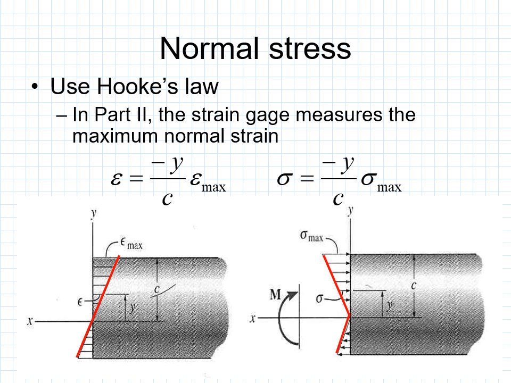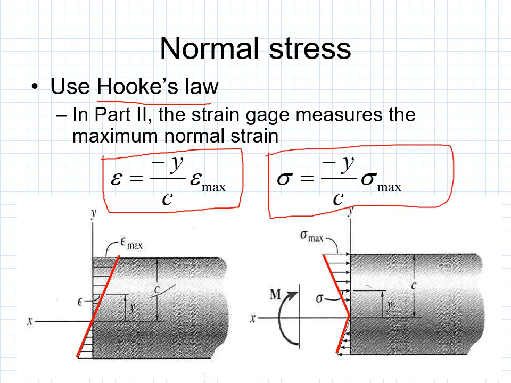So another relationship we want to talk about when dealing with normal stress here is Hooke's law. So in part 2 of the lab, the strain gauge measures the maximum normal strain. So we have our relationship here for strain. Strain is equal to negative y over c times our epsilon max. And our stress right here, our sigma, is equal to negative y over c times our sigma max there. We have our corresponding diagrams down below for stress and strain.